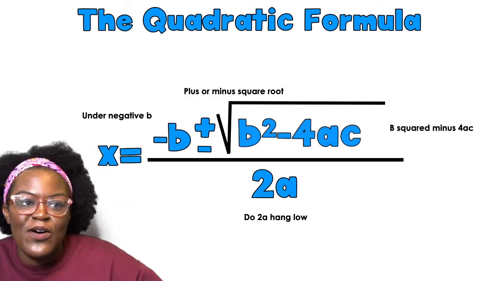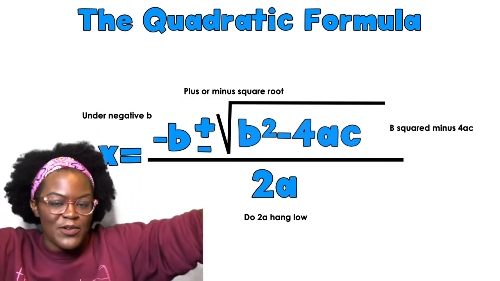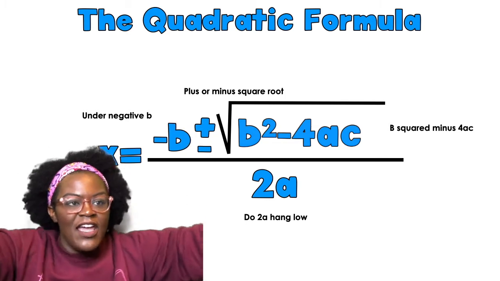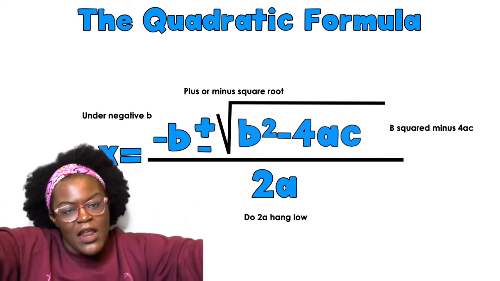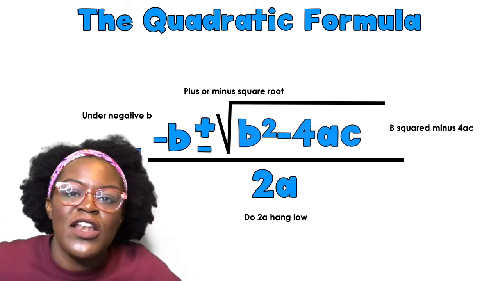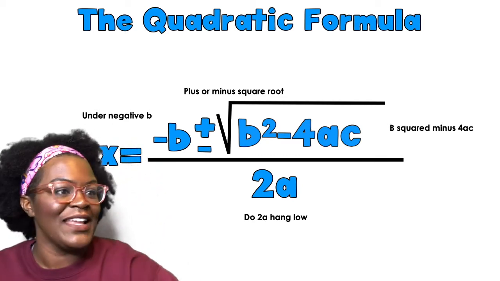Do 2a hang low under negative b plus or minus square root b squared minus 4ac. If you practice that quadratic, you will know it automatic. Do 2a hang low.